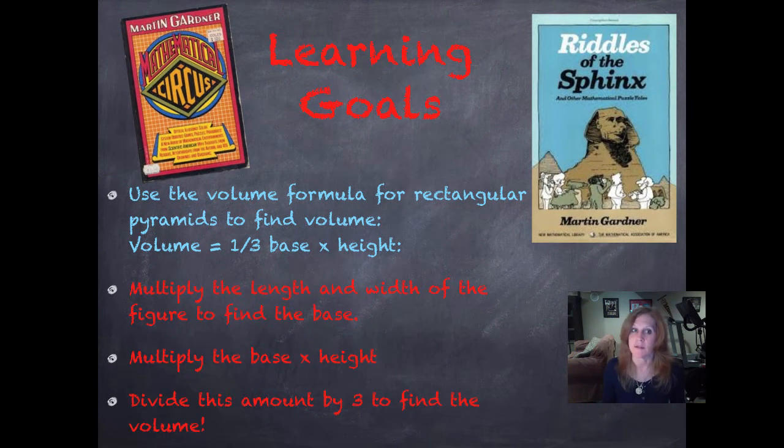Our individual lesson learning goals are to use the volume formula for rectangular pyramids to find the volume. So in this case, one of the commonly used ones is volume equals 1/3 of the base times the height, and I'll show you how to do that.